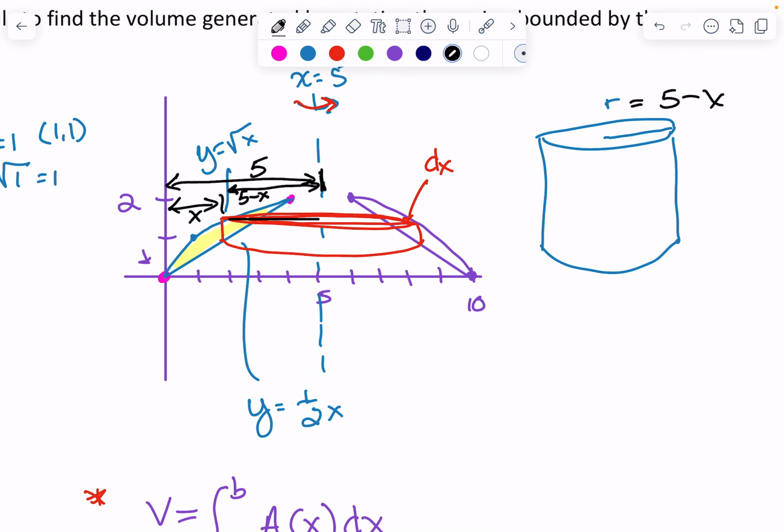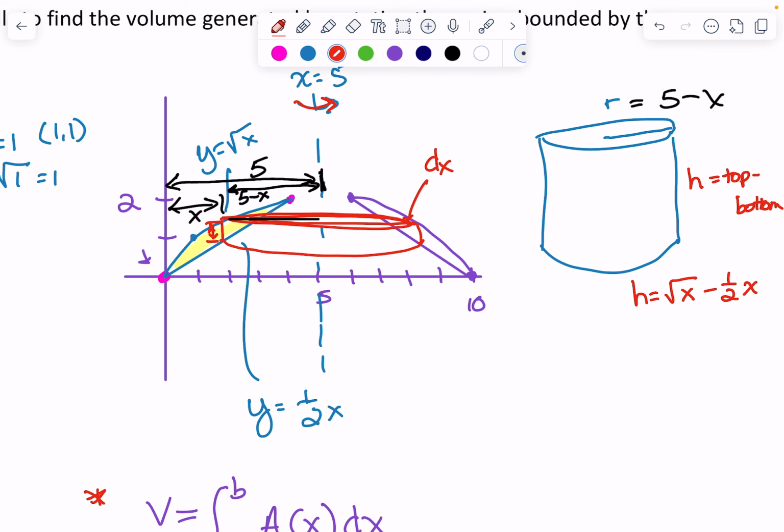My height is going to be whatever this height right here is, so I need to do top minus bottom. Usually I put h over here, but I'm going to say h is equal to, again, top minus bottom. I ran out of room. So h is equal to my top curve, that square root curve, the square root of x. Again, I wanted my area in terms of x, so this is good. Minus my bottom curve, which is 1/2 x.